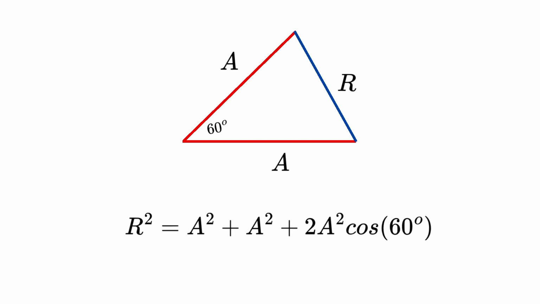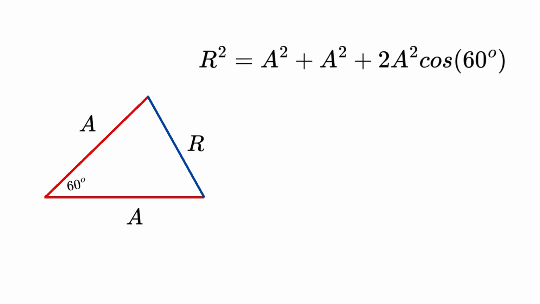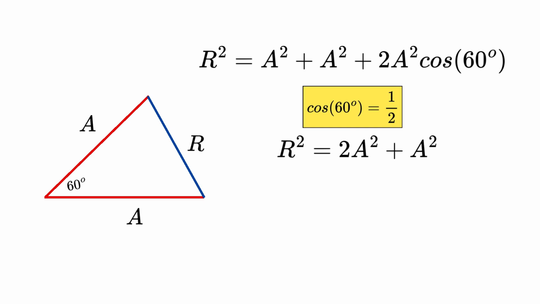Therefore, for this triangle, the law of cosines says r squared equals a squared plus a squared minus 2a squared cosine 60. Since cosine of 60 degrees is equal to 1/2, the equation becomes r squared equals 2a squared plus a squared. Therefore, r squared equals 3a squared.